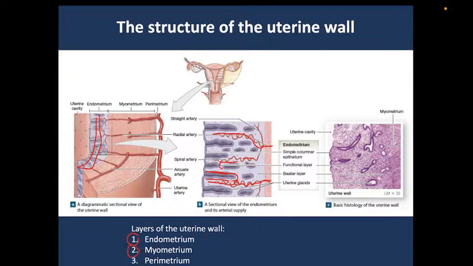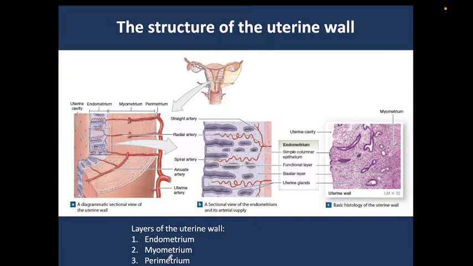The myometrium is the muscular layer. Here, let me show. All of these are smooth muscular cells forming the myometrium. And this is a work layer, because the myometrium is responsible for contraction of the uterus during the process of birth.